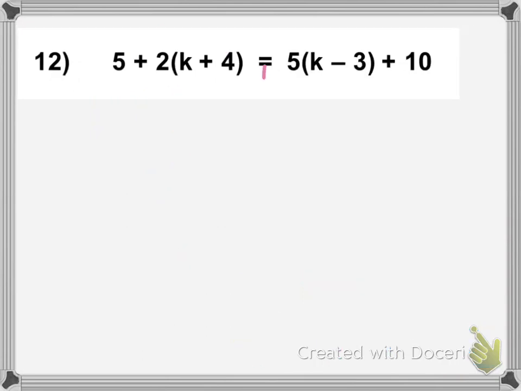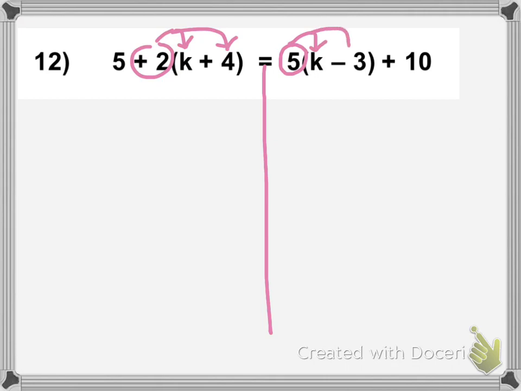Number 12. Got a lot of things going on, but we can do this. Step 1, distribute if we have parentheses. We actually have 2 sets of parentheses. On the left, we're distributing a positive 2 to the k and to the 4. On the right, we're distributing a positive 5 to this k and to this negative 3. So let's go ahead and see what that looks like when we distribute.